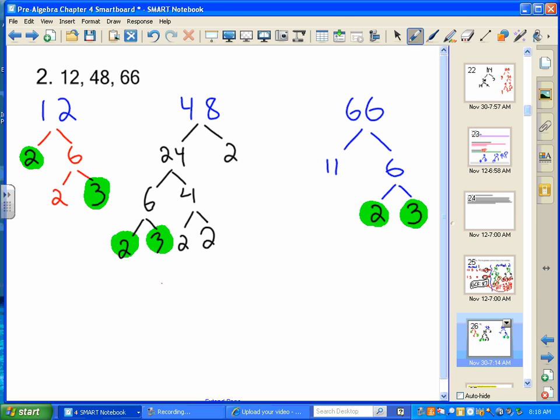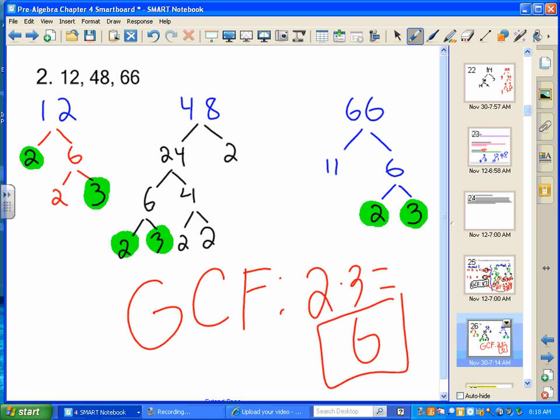Sure. GCF, the greatest common factor. In other words, the largest number that divides into all of them is 2 times 3, but you write down 6. The largest number that divides into all of them is 6. It's the greatest common factor. Briar.